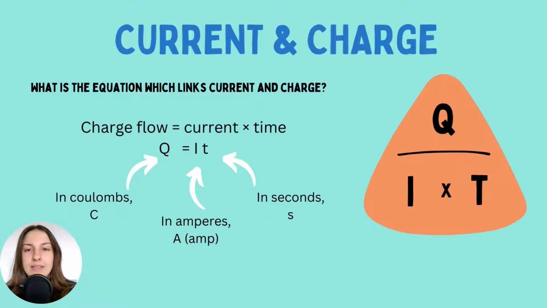Now, in the exam, you will need to recall and use an equation that links current and charge together. And the equation is charge flow or charge is equal to current times time. And remember that charge flow, if you're going to use a symbol for it, it's Q and it's measured in coulombs. Charge is measured in coulombs, that's the unit. And current is the symbol I, and the unit is amps or amperes or A. And time is the symbol T, and it's measured in seconds.